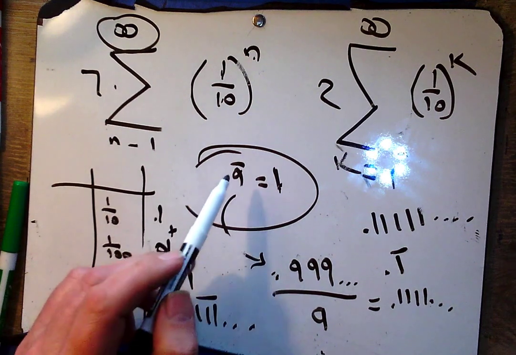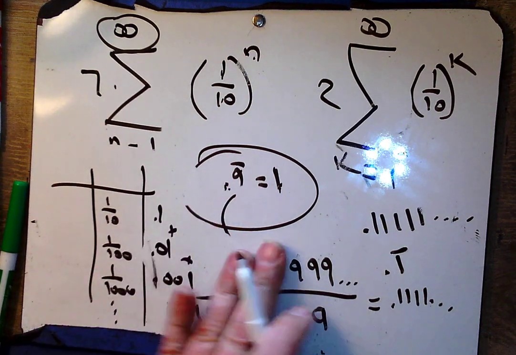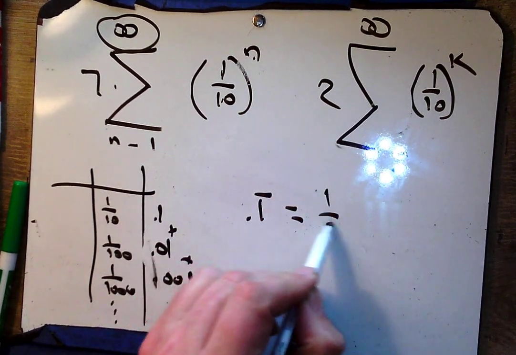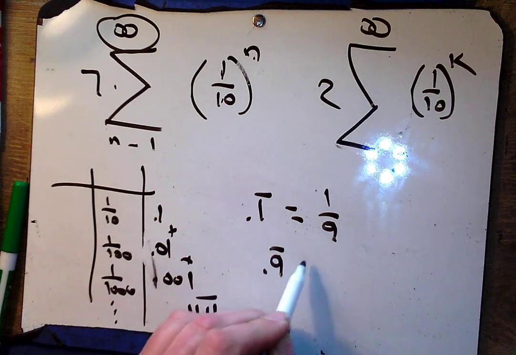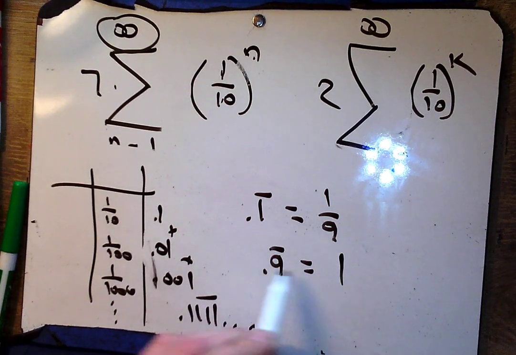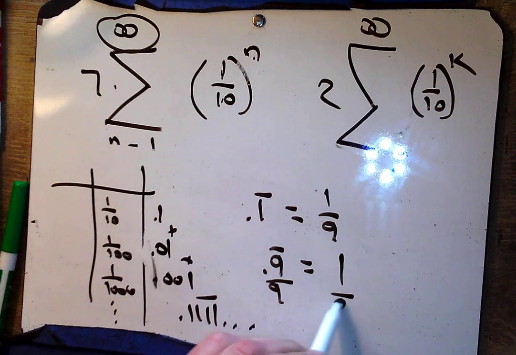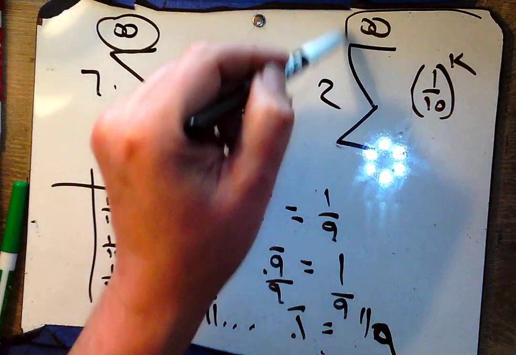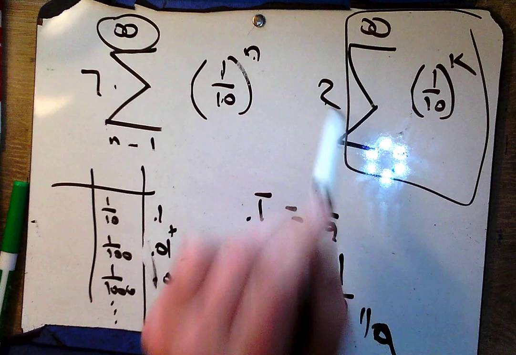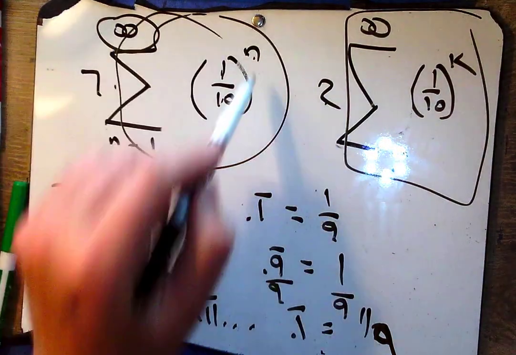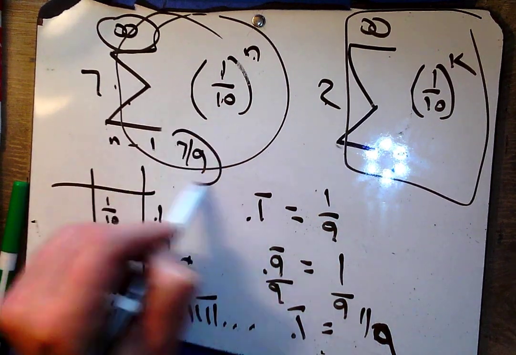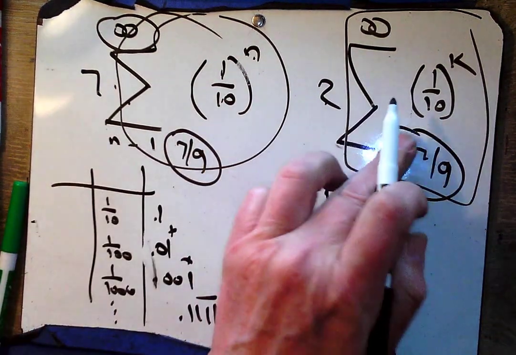Okay, well, I know that 0.1 repeating is 1/9 because 0.9 repeating is 1. So if I divide both sides of this equation by 9, I get 0.1 repeating is 1/9, not 1/2, 1/9. Cool. So this is 1/9 times 2. This is 1/9 times 7. So this one's going to be 7/9, this one's going to be 2/9, and that's all I need.